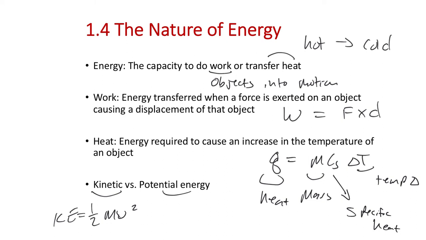Potential energy is harder to give an equation for. This is just an object at the top of a hill, so it has a lot of potential energy that it can release in the form of kinetic energy if you were to nudge it down the hill.